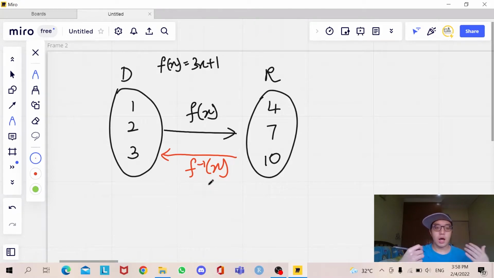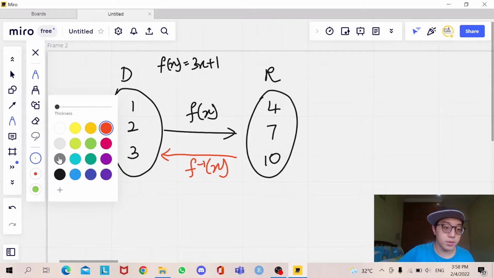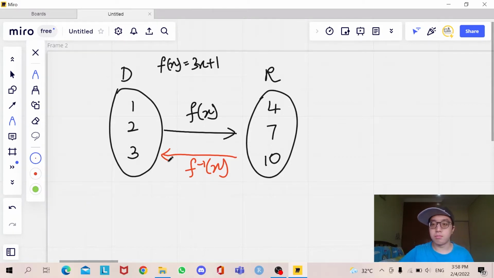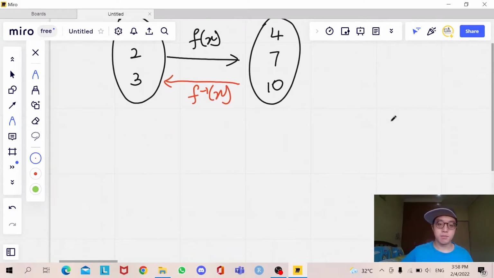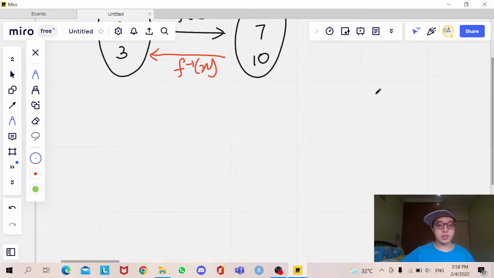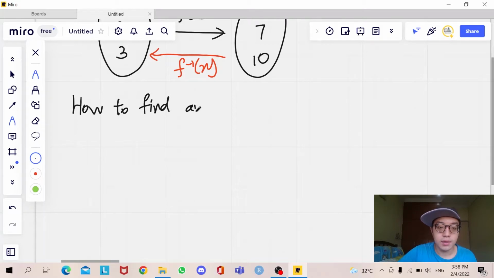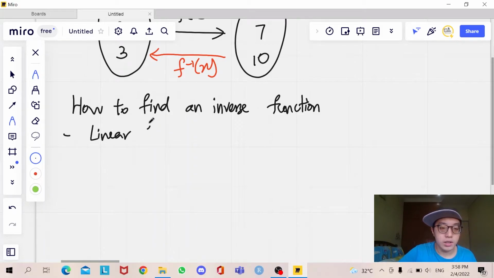So how do you find an inverse f(x)? There are a lot of ways out there, but I'm just going to introduce to you my way of finding the inverse, because I think this is one of the easiest and not so complicated ones. So how to find an inverse function? First, we're going to go for a linear function.